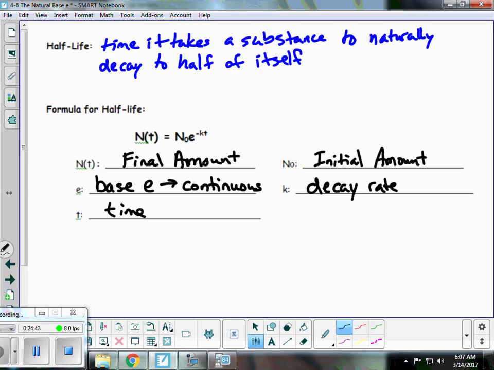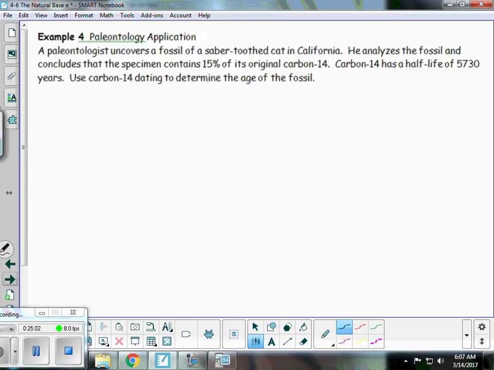Notice in the formula, it already has a negative right in front of the K, so that K value is going to be given to us as a positive value, but the negative in the exponent is what makes it decay, what makes the values get smaller. All right, so let's take a look at this.